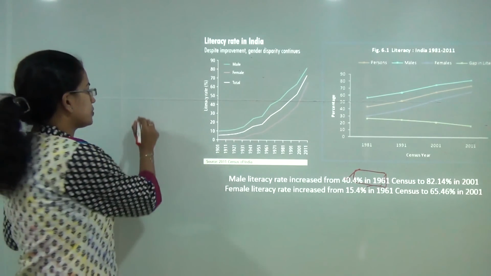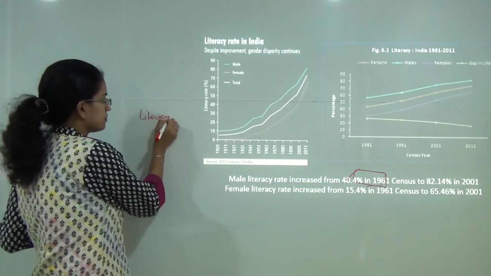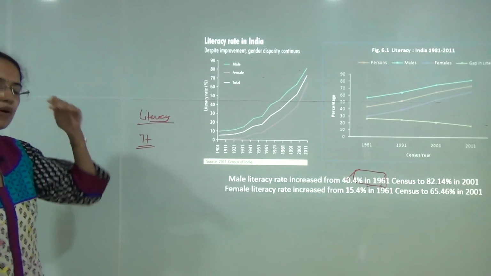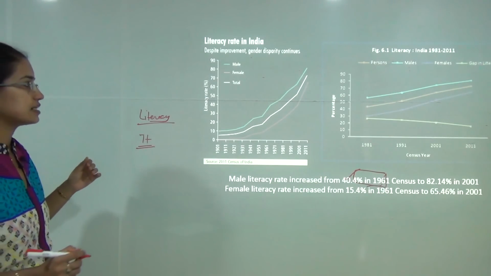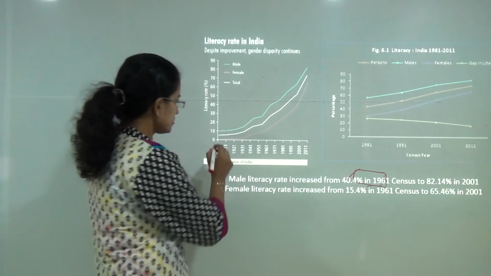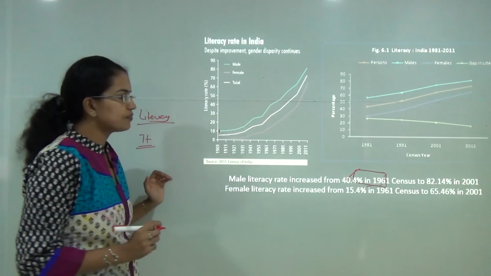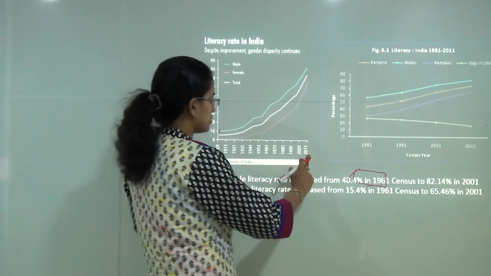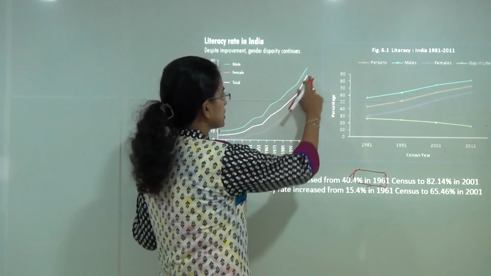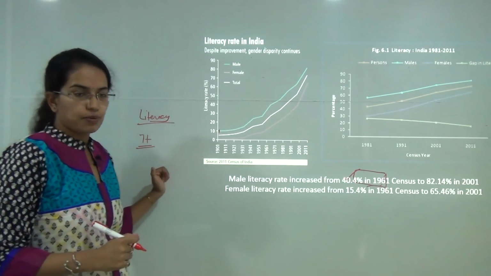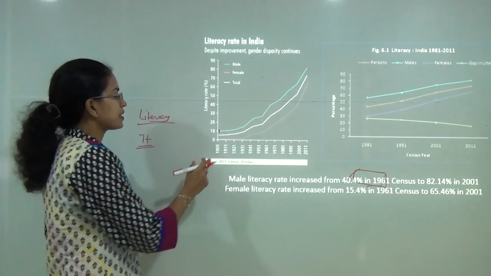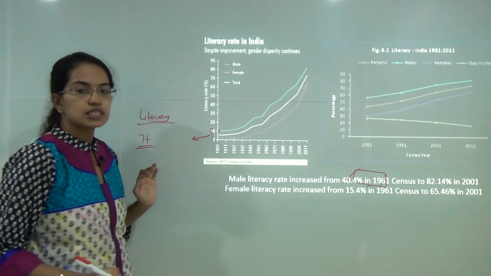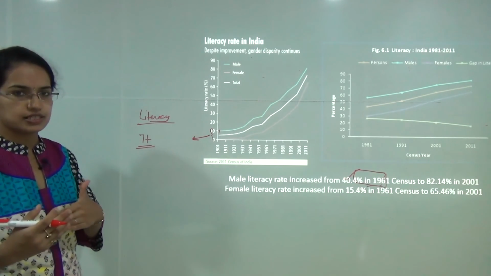Now let's come to literacy. Literacy, as per the present definition, is that a child of age 7 years or up who can read and write is a literate person. You have a significant change in the literacy rate from 2001 to 2011. You have a significant rise in the literate population. However, it's important to note that there have been significant changes in the definition of literacy itself.